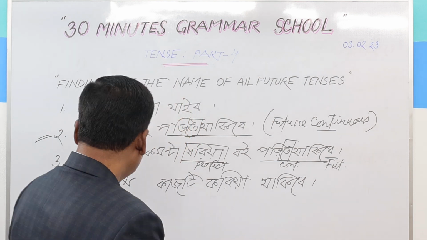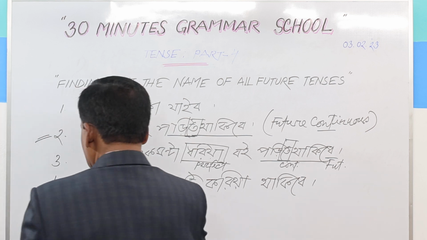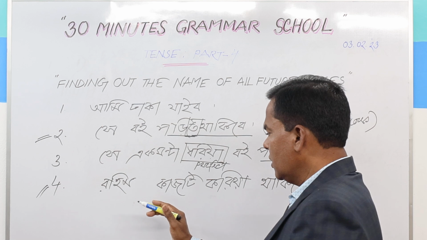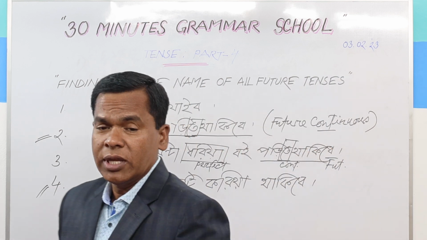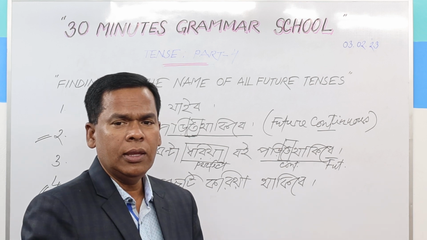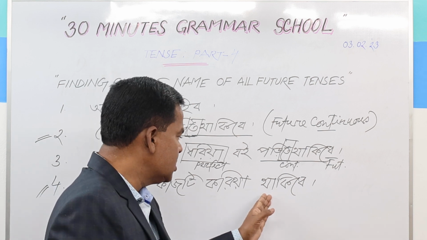এবার আমরা ফোর্থ নাম্বার সেন্টেন্সে আসছি। ফোর্থ নাম্বার সেন্টেন্স তাকিয়ে দেখো, this is the fourth item of sentence and here we are watching the sentence like this, রহিম কাজটি করিয়া থাকিবে। রহিম কাজটি করিয়া থাকিবে, this is the sentence here. So first I want to know from you what kind of tense we are watching here.